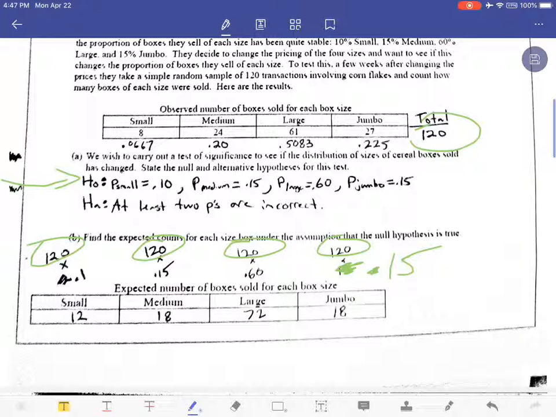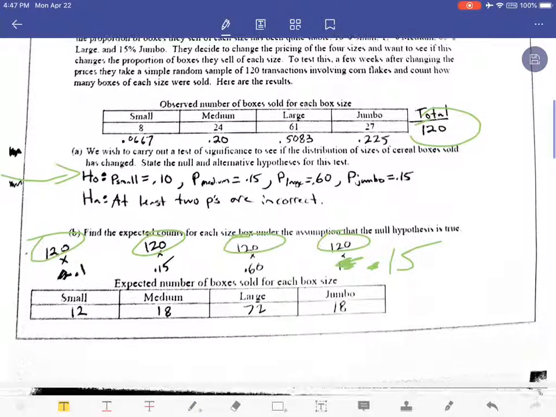Now, if you look at our observed values, you can see obviously it's different, but it's kind of hard to see how different it is just based off looking at those numbers. So our chi-square test is going to help us determine how different it is and if it's a significant difference where we're going to reject or fail to reject the null hypothesis. So let's move down to part C.